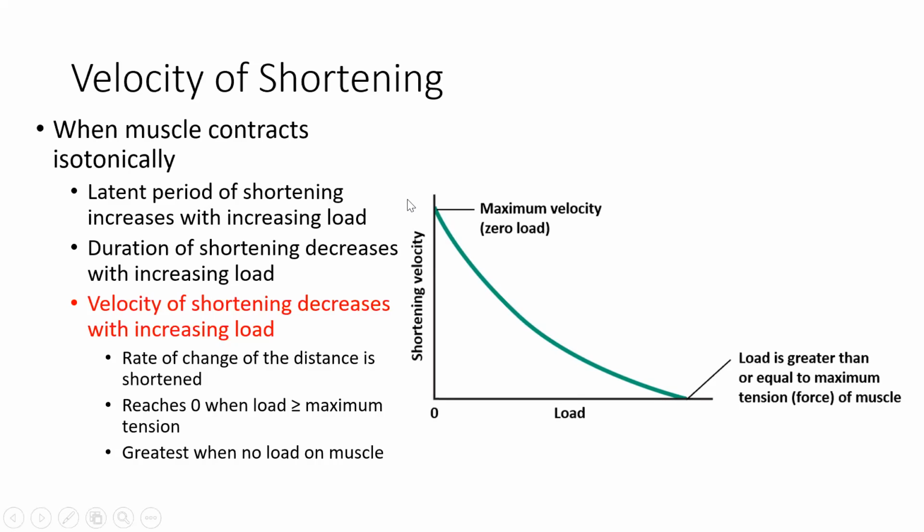So when the load is zero, the velocity is at its maximum. In other words, I can lift an empty box really quickly. I can lift nothing the fastest, right? If I have got nothing in my hand, I can shorten my muscles the fastest. And then as the load increases, the velocity goes down until there's a point where the load is too heavy to be lifted and the velocity is zero. All right, so the velocity will get to zero when the load is at its maximum.